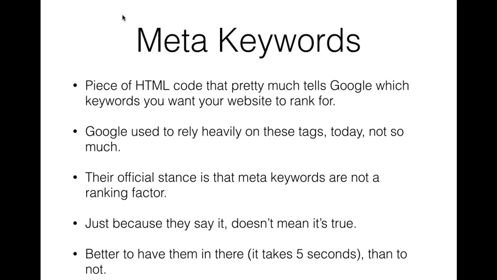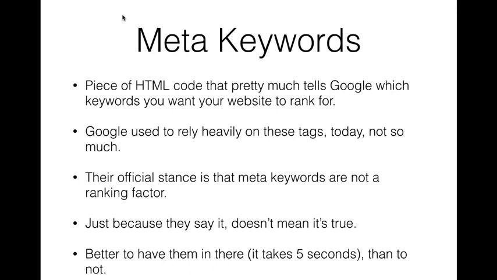The next piece of this more advanced on-page section is your meta keywords, right? This is just a piece of HTML code that tells Google which keywords you want your website to rank for. Google used to rely really heavily on these tags to figure out where sites rank. Today, it's just not so much. Their official stance is that meta keywords are not a ranking factor. But just because they say it doesn't mean that it's true.